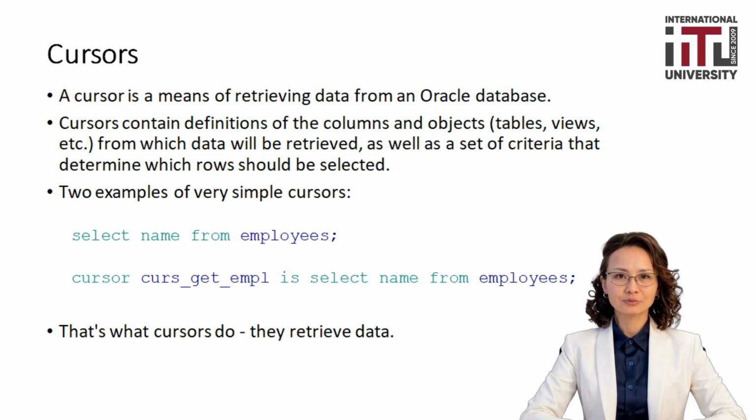Let's look at two simple examples. The first is a basic SQL query: select name from employees. The second example shows an explicit cursor. Cursor getEmpl is select name from employees. Both of these are used to retrieve data. That is the main purpose of cursors, to access and process data efficiently.